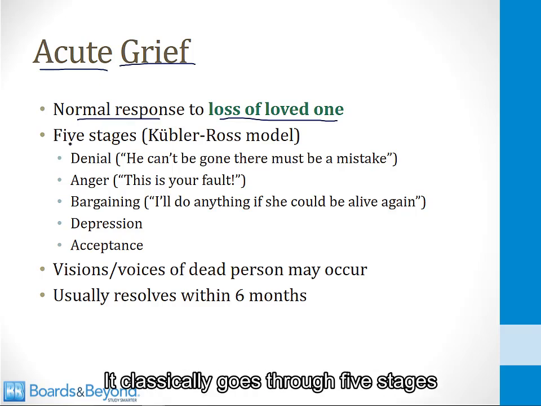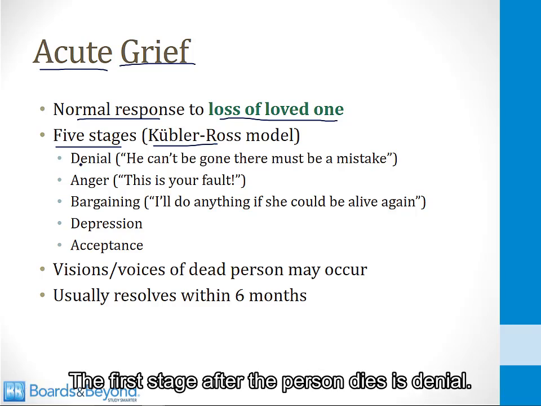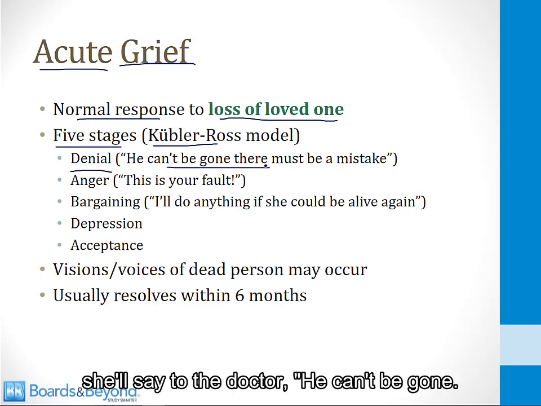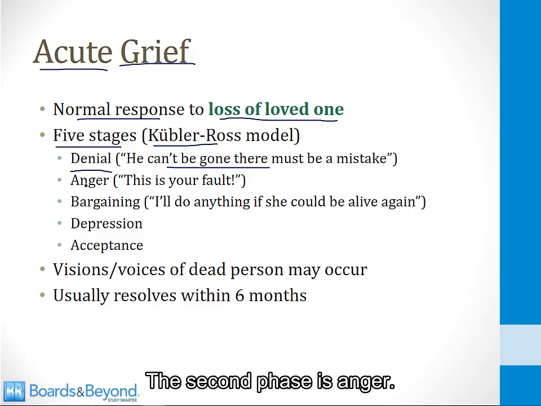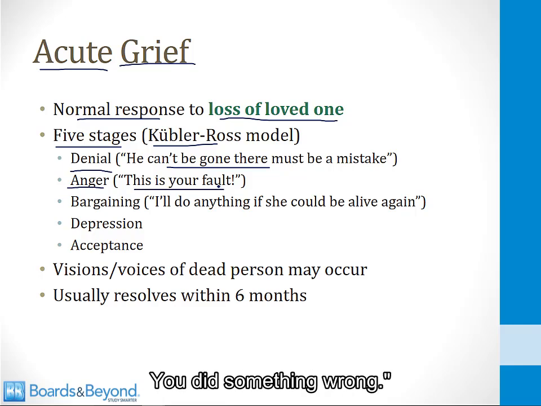It classically goes through 5 stages that were defined by Kubler and Ross many years ago. The first stage after the person dies is denial. So, for example, if a wife has lost her husband, she'll say to the doctor, he can't be gone, there must be a mistake. The second phase is anger. So in this stage, the wife might say to the doctor, this is your fault, you did something wrong.